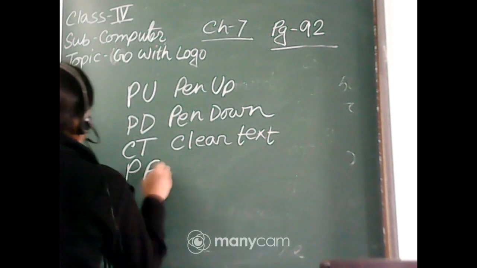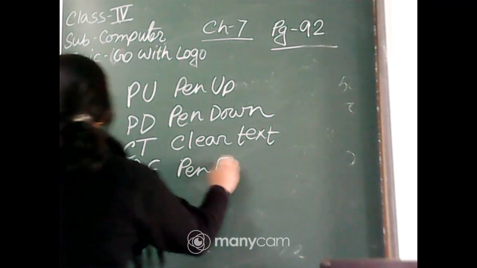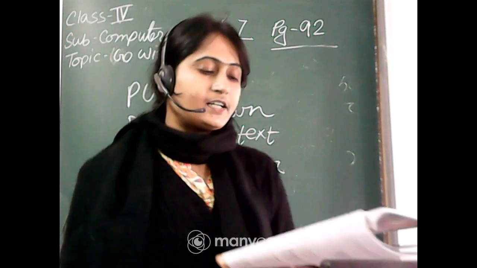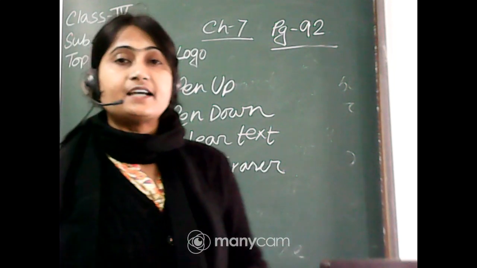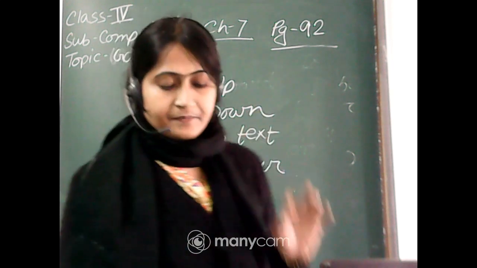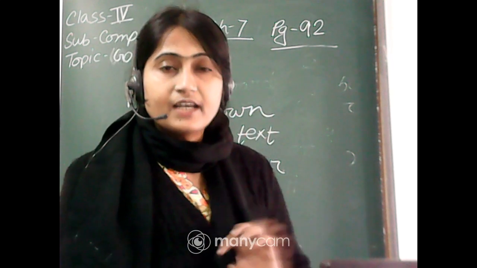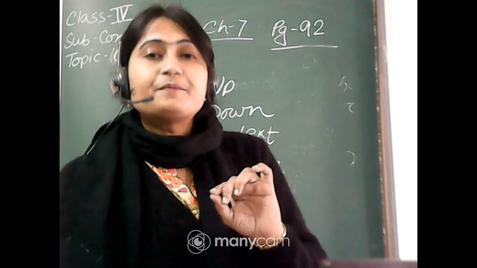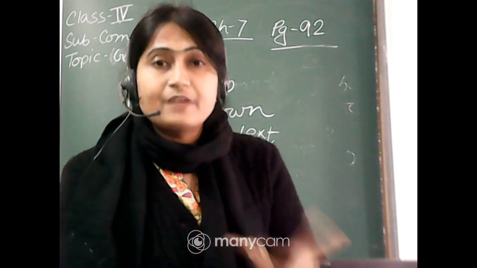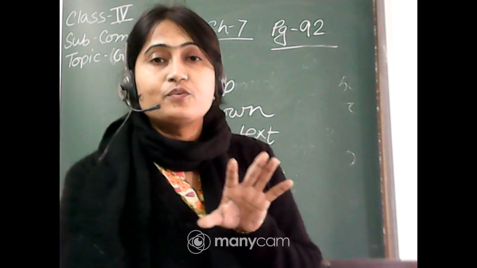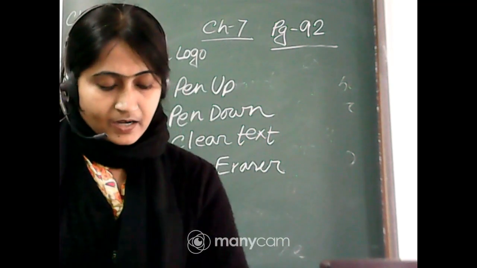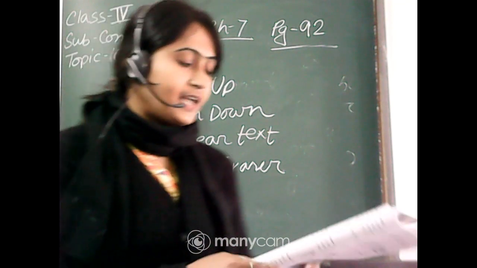Now PE, pen eraser. PE full form is pen eraser. It orders the turtle to start working like an eraser. Apply PE and then BK 50 or FD 50. If you use FD 50, then in the forward direction 50 units will be removed. It orders the turtle to work like an eraser.